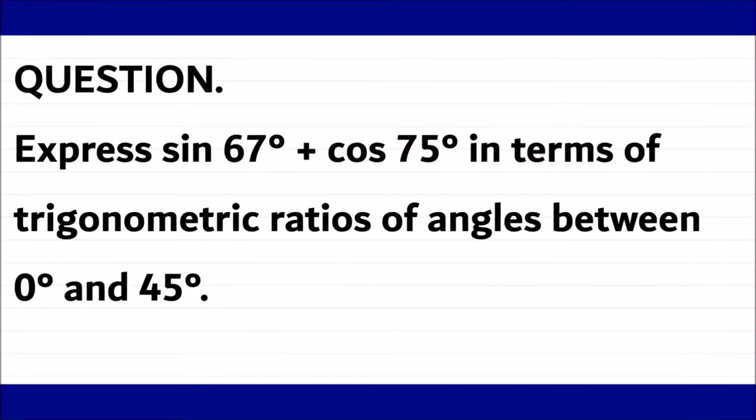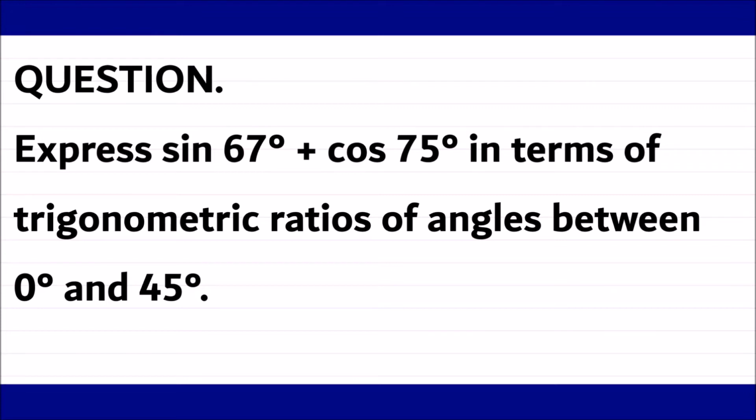The given question is: express sine 67 degree plus cos 75 degree in terms of trigonometric ratios of angles between 0 degree and 45 degree. Guys, this is being asked in the question. Let's see. Once we start, the things will be more clear.